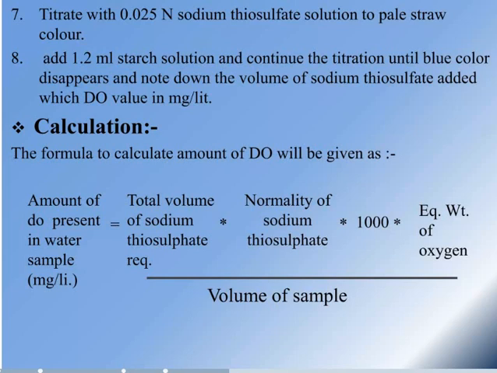Conclusions: how to calculate. The formula to calculate the amount of DO, meaning dissolved oxygen present in the water sample, is equal to the total volume of sodium thiosulfate required, times the normality of sodium thiosulfate, times 1000, times the equivalent weight of oxygen, divided by the volume of sample.